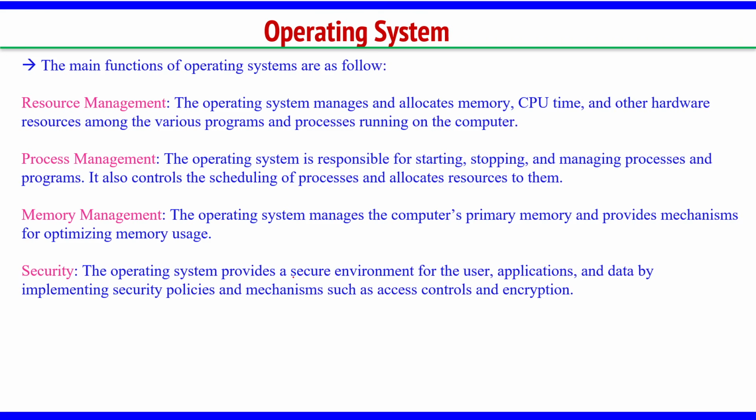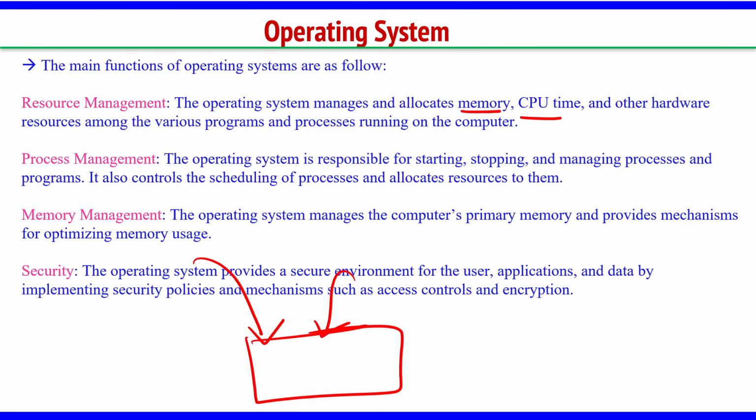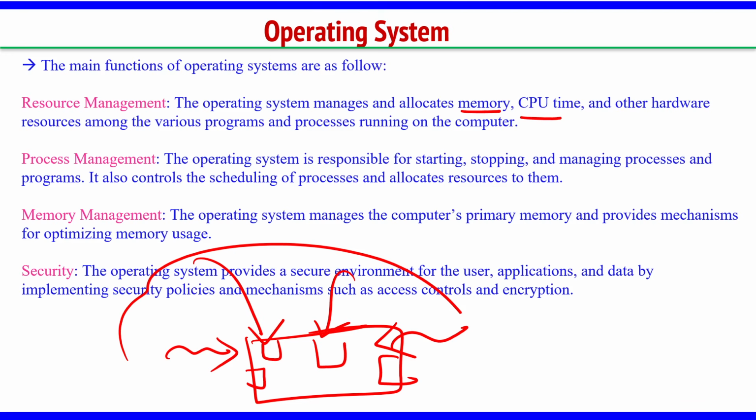What are the important functions of the operating system? What all jobs does it do? The first one is resource management. A computer has a lot of resources, and the operating system manages and allocates memory, CPU time and other hardware resources. You are playing a game, downloading something, running a video, playing music on the laptop. When multiple things are running, the operating system's job is to allocate sufficient memory for each of them, and CPU time as well.